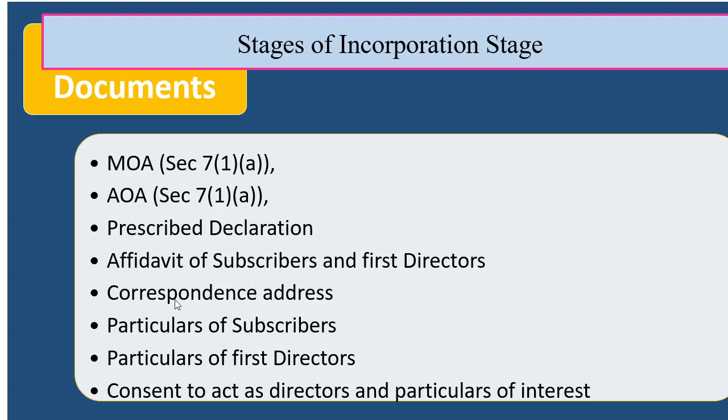So first director's name and his affidavit that he is interested to become first director of the company. Correspondence address. As the company is not yet formed, they should specify the correspondence address with which the registrar of the company has to correspond.